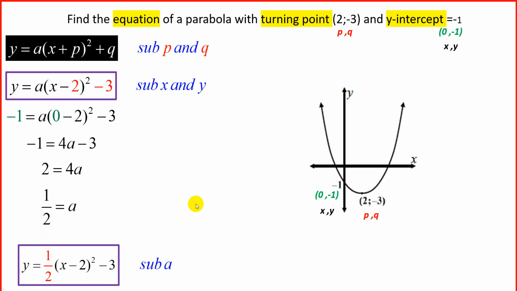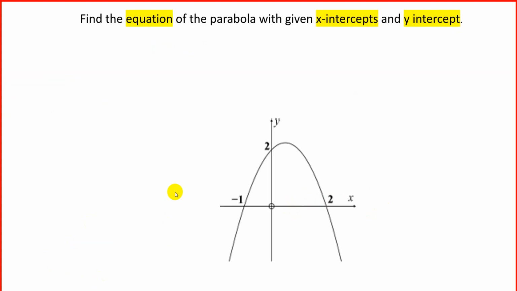We can quickly do some checking on this. a is positive. We should be having a happy parabola, happy face. Our turning point, change of sign, (2, -3), which we have. And to work out the y-intercept, we'll have to multiply the equation out.